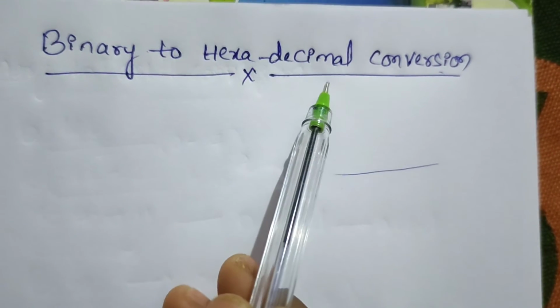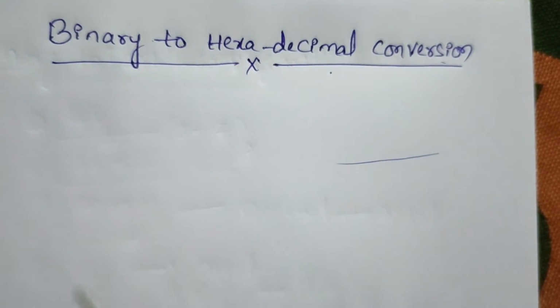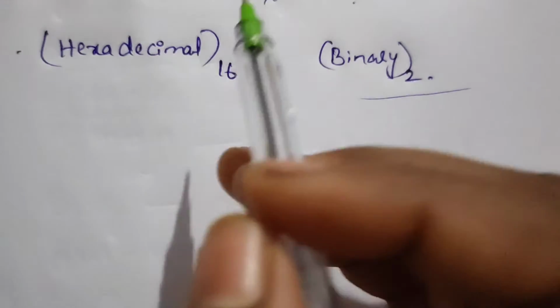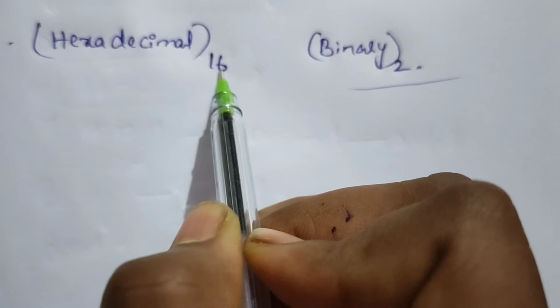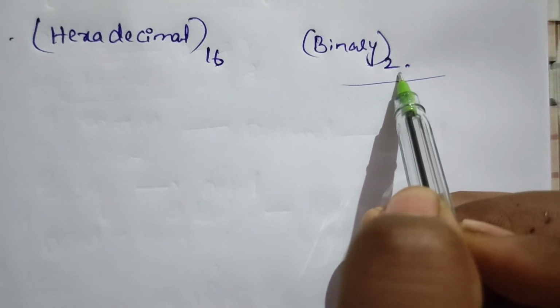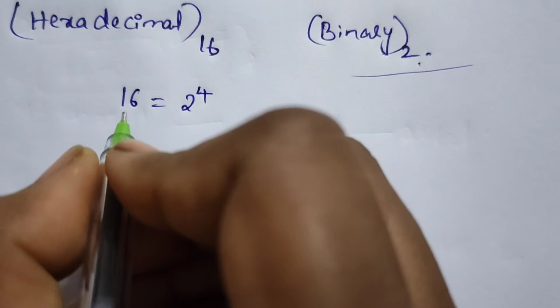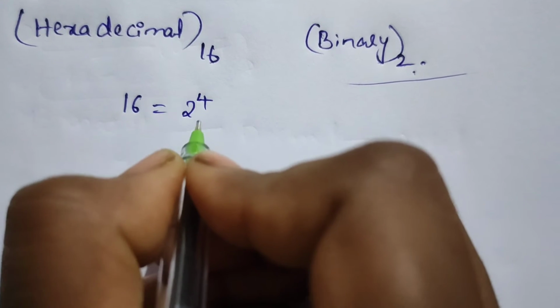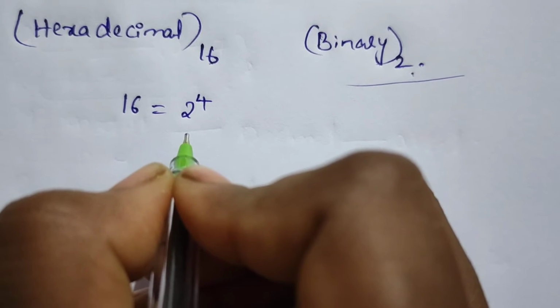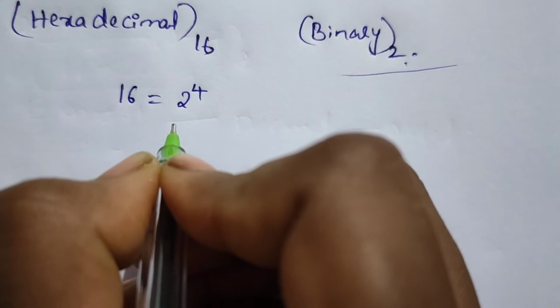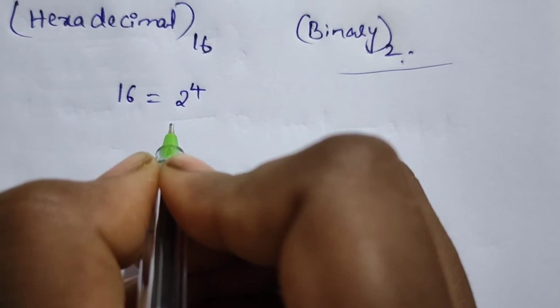Binary to hexadecimal conversion. How a binary is converted to hexadecimal, we will see now. The base of the hexadecimal is 16 and binary is 2. The base of the hexadecimal is the 4th power of the base of the binary, that is, 16 is equal to 2 power 4. So a hexadecimal can be represented by grouping of 4 bits in the binary. So a single hexadecimal value is obtained by grouping of 4 bits in the binary.